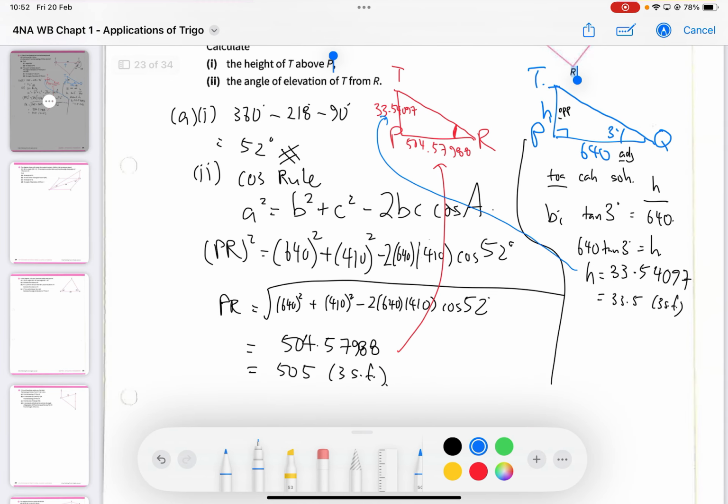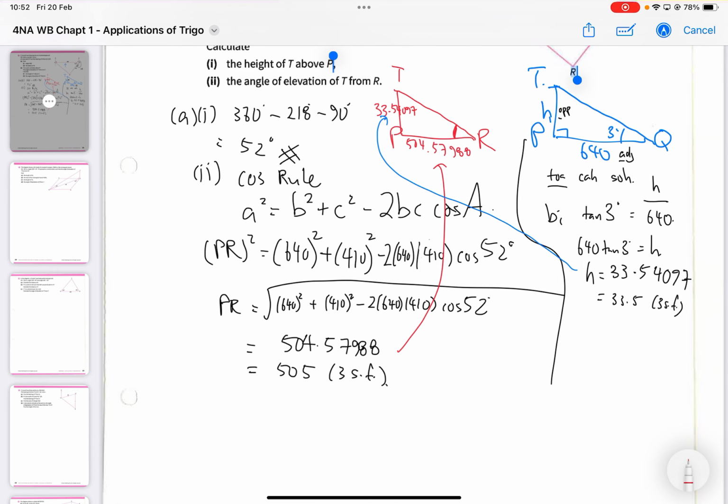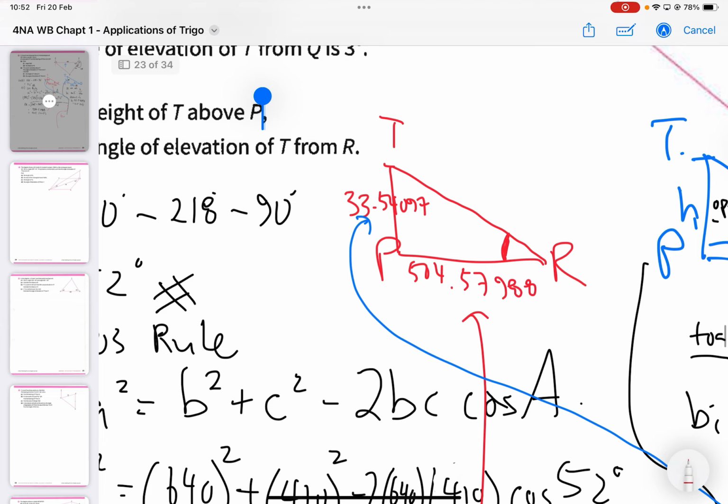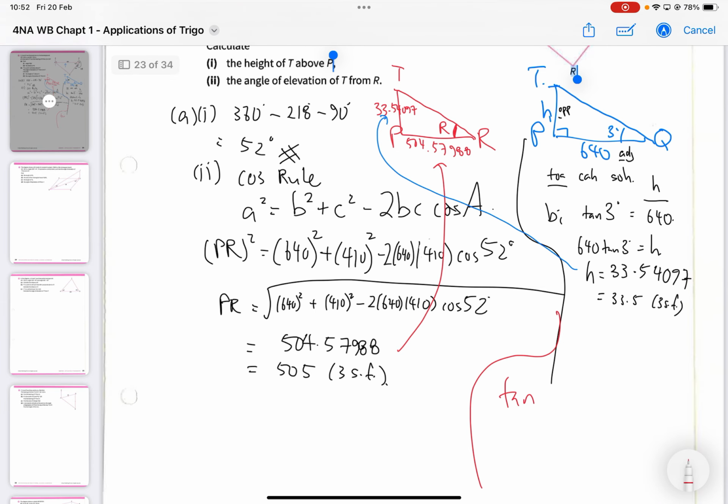Okay? So, last part. I write down tangent of angle. Okay, give it a name, then you don't need to keep writing so long. So I name this angle big R. So tangent of big R. Tangent is opposite over adjacent. So opposite is PT, 33.54097. And then the adjacent is PR, 504.57988.